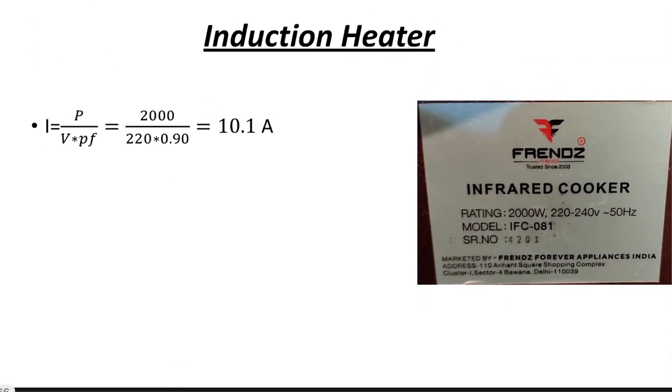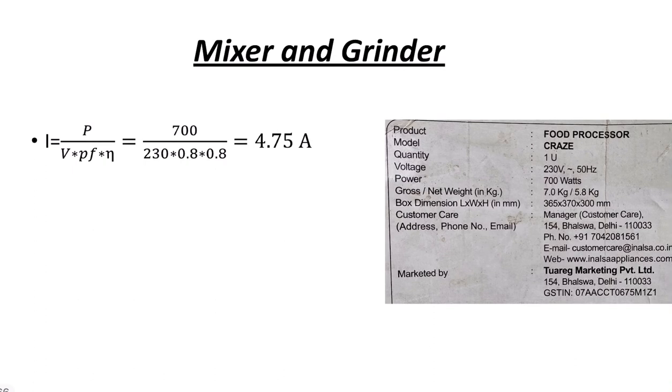Induction heater, we have done this already. Mixer grinder, again a motor, a moving device, it has a motor installed inside it. So for that also you can calculate the current rating, right? 4.75 amperes.